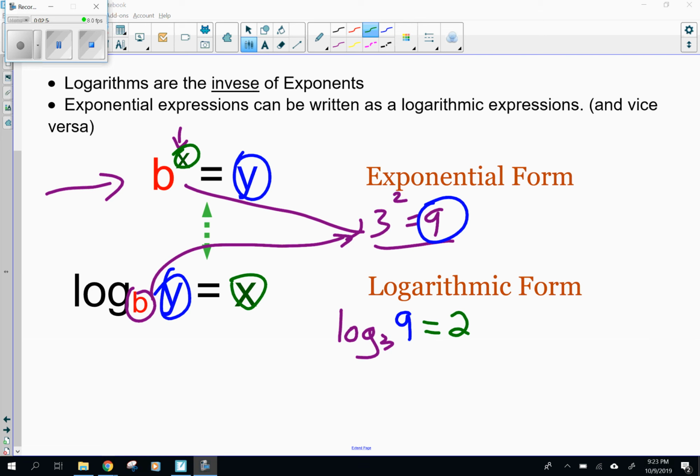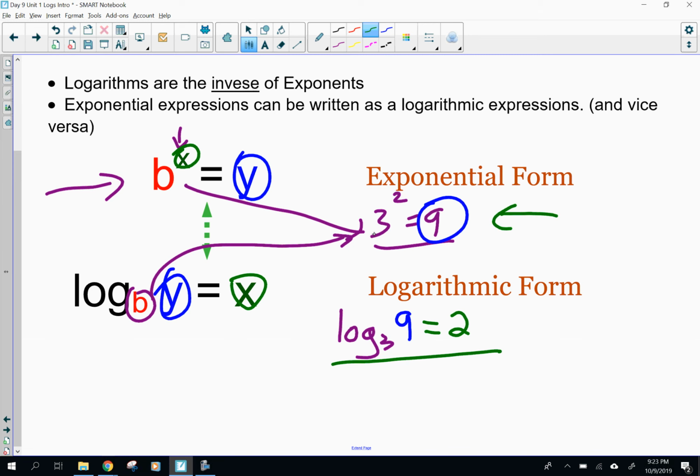So again, this states log base 3 of 9 equals 2. Whereas in exponential form, it's saying 3 to the power of 2 is 9.